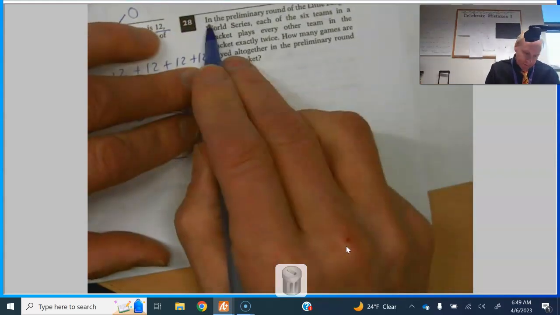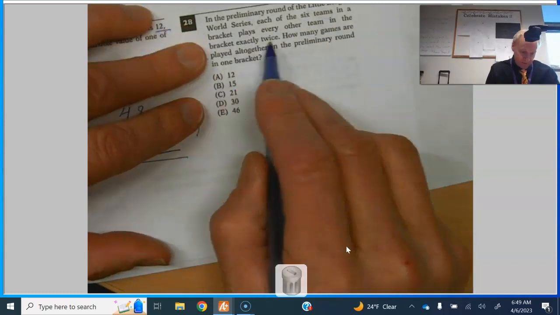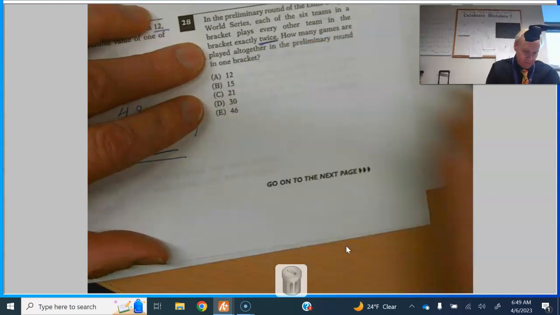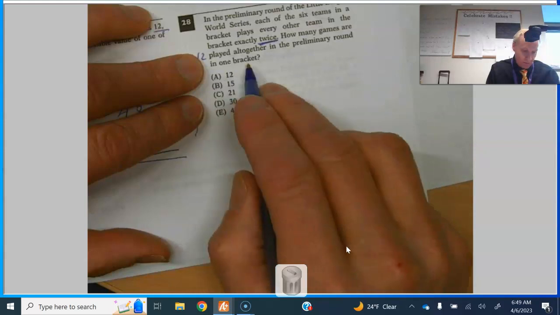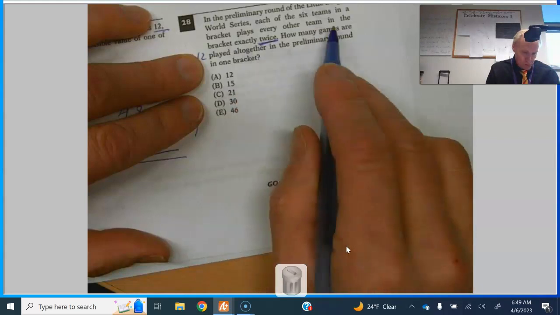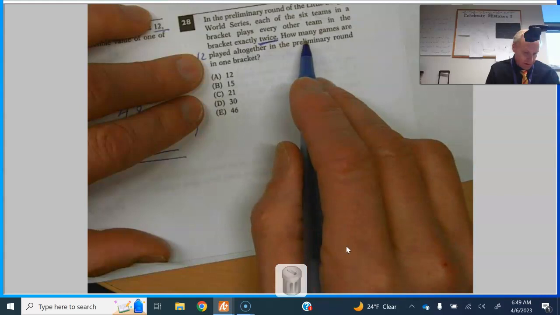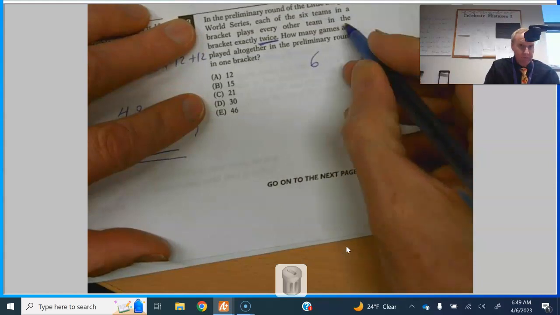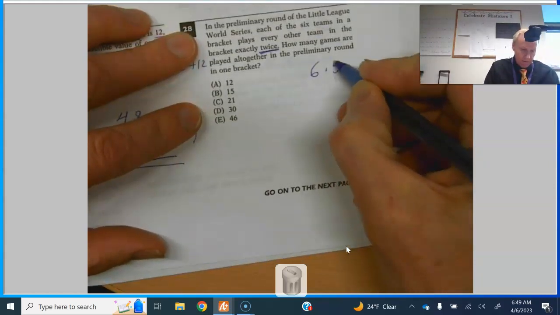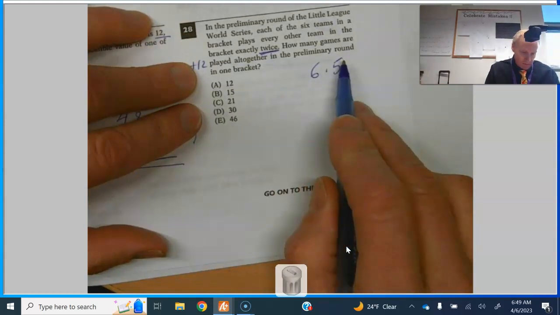face. In the preliminary round of the Little League World Series, each of the 6 teams plays every other team in the bracket exactly twice. How many games are played altogether in the preliminary round in one bracket? Handshakes. Okay, 6 teams plays every other team. How many games are played altogether in one bracket?